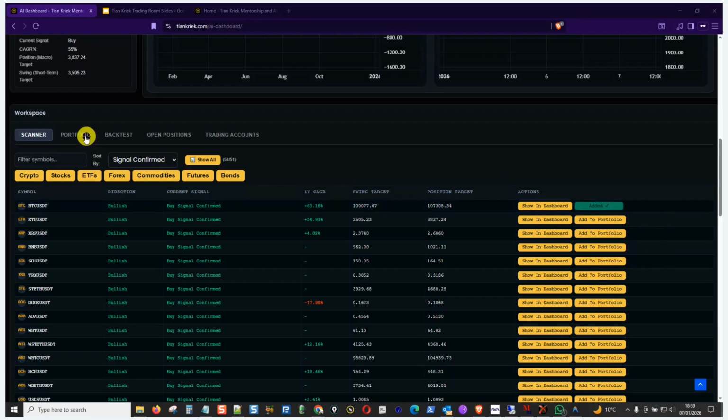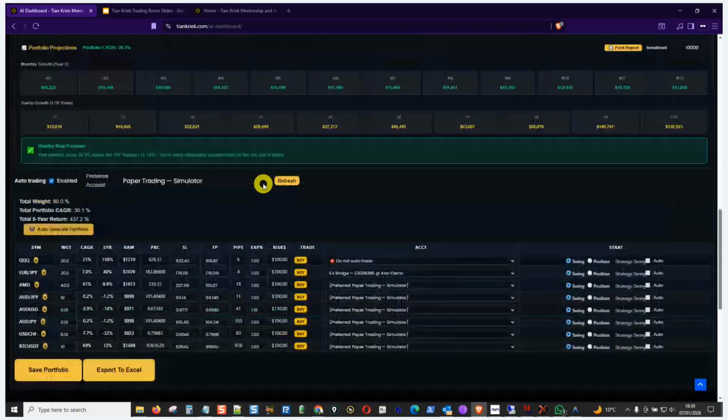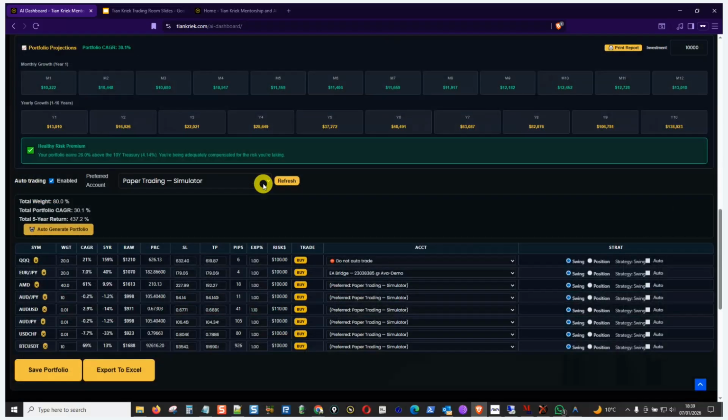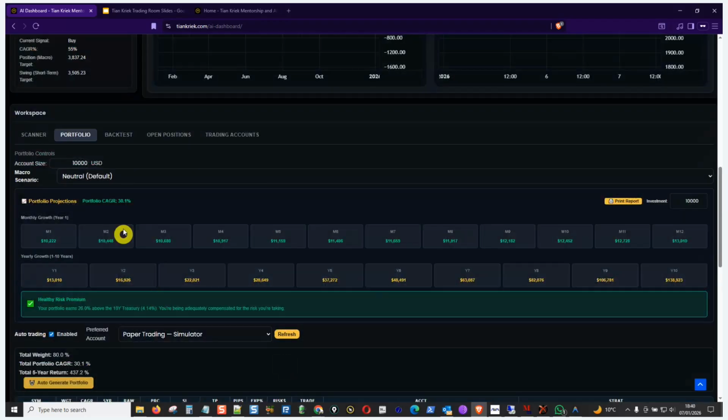So then I can go back, click on portfolio, and let's click on refresh. Oh, there it is, Bitcoin. All right. So I can go and decide how much I want to expose on Bitcoin. By default, the exposure is 1%. So the risk is $100 on this one, based on the account size that I have stipulated here of $10,000.